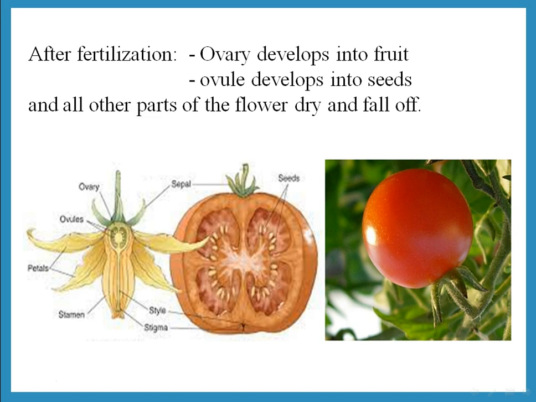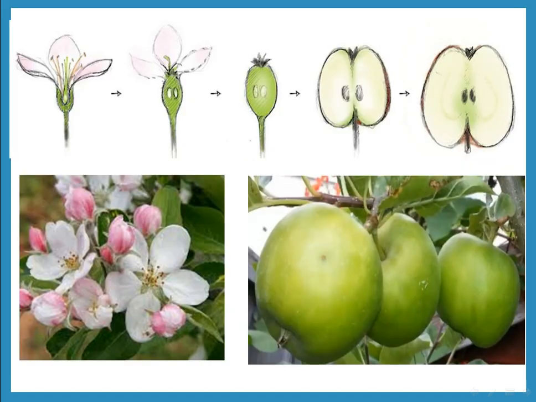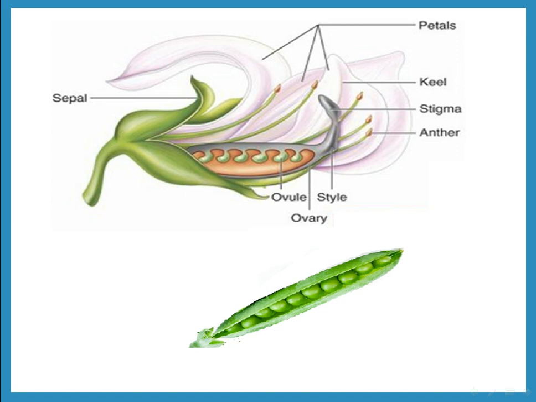So if we're eating a tomato, the tomato itself was the ovary in the flower, while the seeds inside it were the ovules inside the flower. So any fruit that we have, an apple for example, the apple itself used to be the ovary of the flower, and the seeds inside the apple used to be the ovules. Also, if we're looking at peas, the seeds of the peas are the ovules, and the outside cover of the pea fruit is the ovary, or it used to be the ovary in the flower.